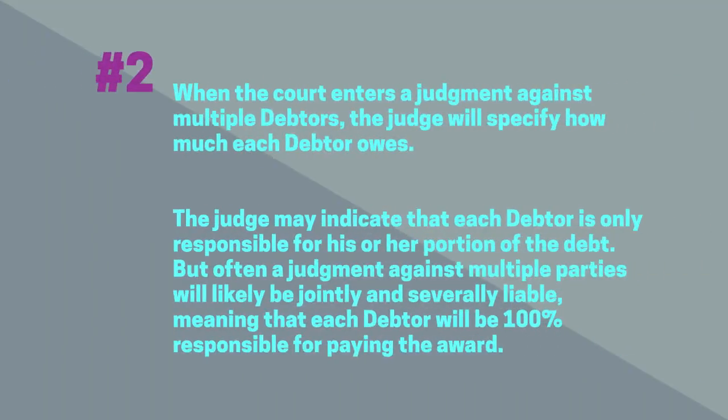When the court enters a judgment against multiple debtors, the judge will specify how much each debtor owes. The judge may indicate that each debtor is only responsible for his or her portion of the debt, but often a judgment against multiple parties will likely be jointly and severally liable, meaning that each debtor will be 100% responsible for paying the award.